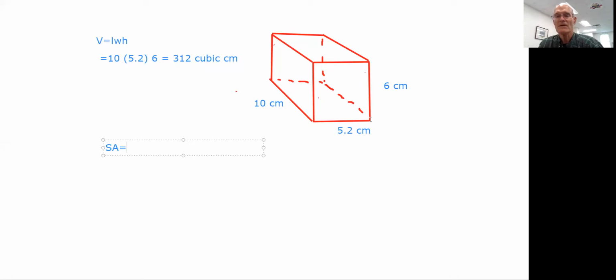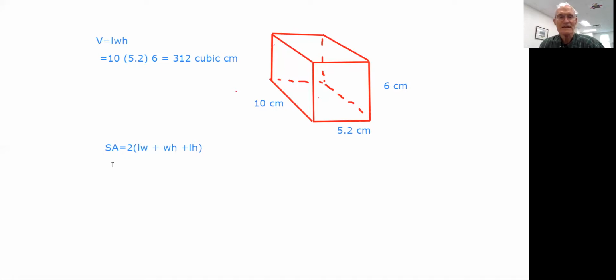The bottom and the top, there are 2 of each kind. So I'm going to put a 2 here, and then the bottom will be length times width, so that's LW, and then plus, the side here would be W times H, so that's going to be WH, and then the front and the back is L times H. So now I have my formula.